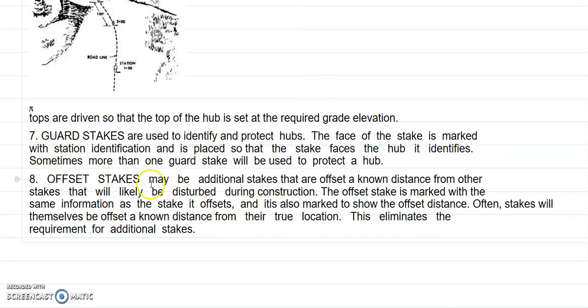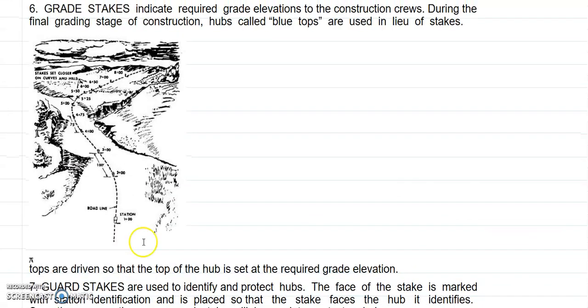Then we have offset stakes. These may be additional stakes that are offset a known distance from other stakes that are likely to be disturbed during the construction. The offset stake is marked with the same information as the stake it offsets, and it is also marked to show the offset distance. Often stakes will themselves be offset a known distance from their true location. Okay, so this eliminates the requirement of additional stakes. This is about different types of stakes.